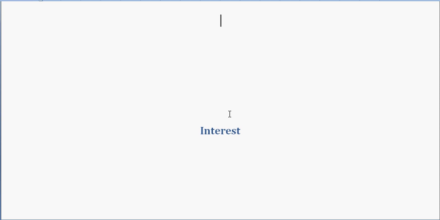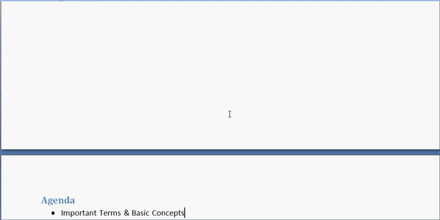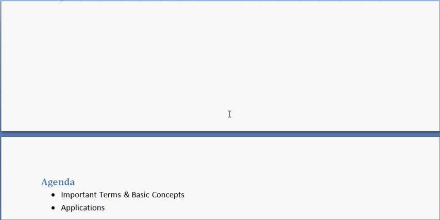Hi friends, this week we'll do interests. Interests is a very simple topic. There are very few concepts in this, but there can be some complicated questions as well. So let's see what the agenda of this topic is. We will do some basic terms and basic concepts, and then we'll go directly to a few questions. So without wasting any time, let's go to the terms.